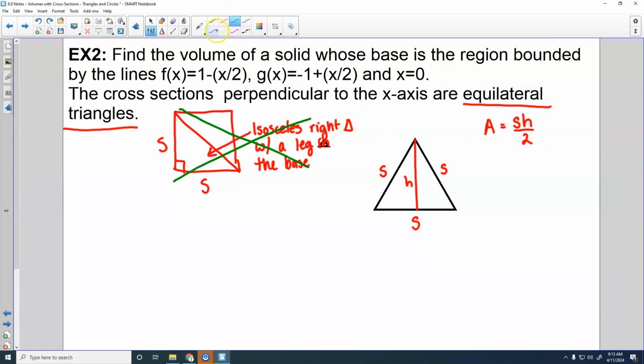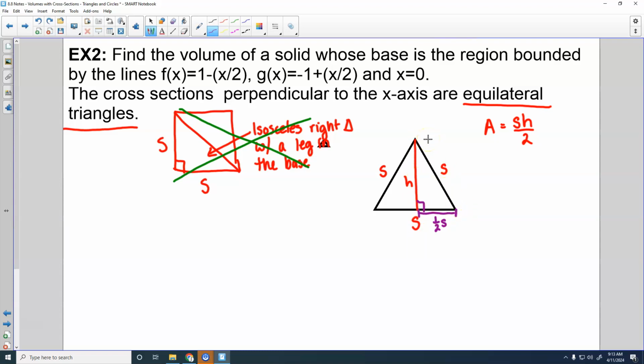So this is a right angle right here. What's the length of this side right here? It's half of S. Right, because since this is equilateral, that height, that altitude should cut that bottom side in half. All right, so we've got a right triangle here.